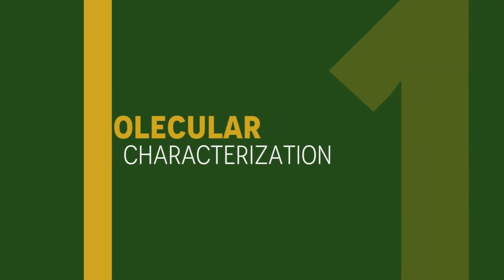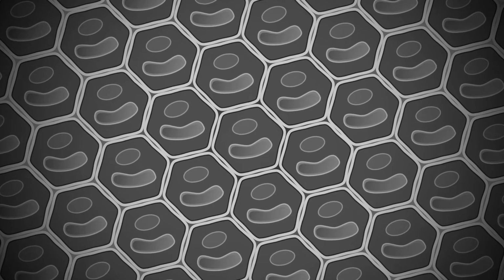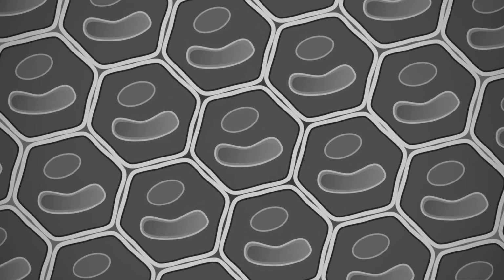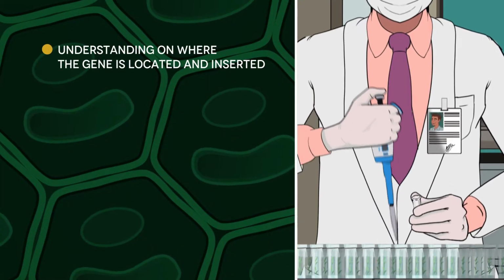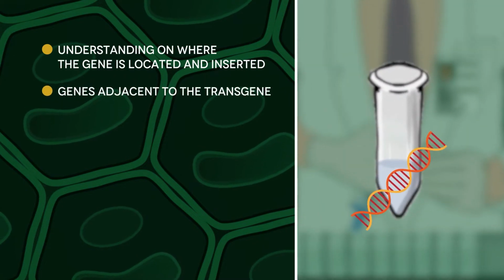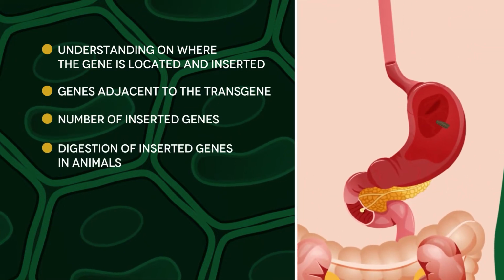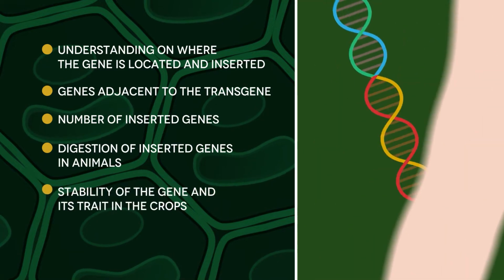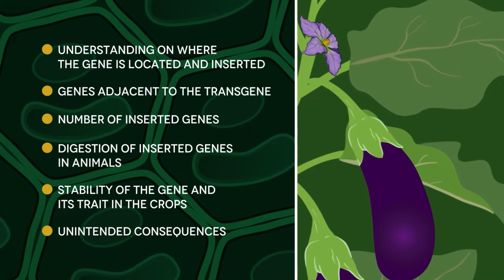Number 1. Molecular characterization. Molecular characterization of the inserted gene and new protein is carried out on the inserted gene and the protein produced by the gene. A number of analyses are carried out that provide data for understanding where the gene is located and inserted, genes adjacent to the transgene, number of inserted genes, digestion of inserted genes in animals, stability of the gene and its trait in the crops, and unintended consequences.